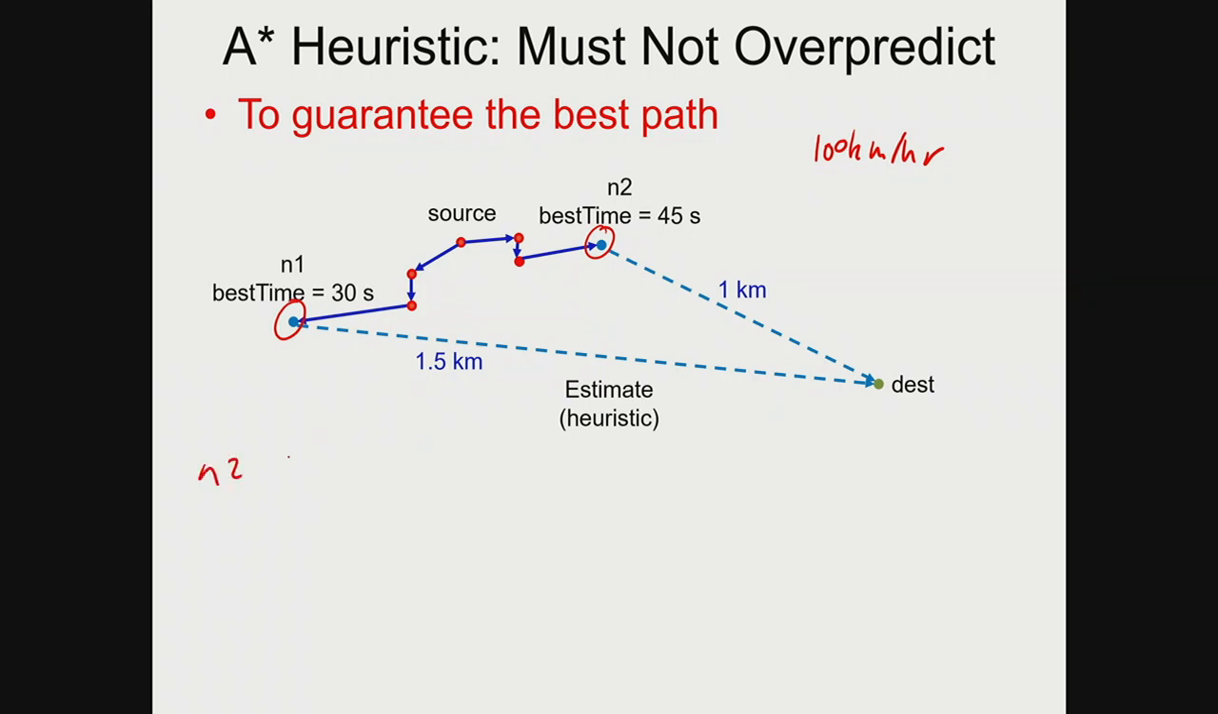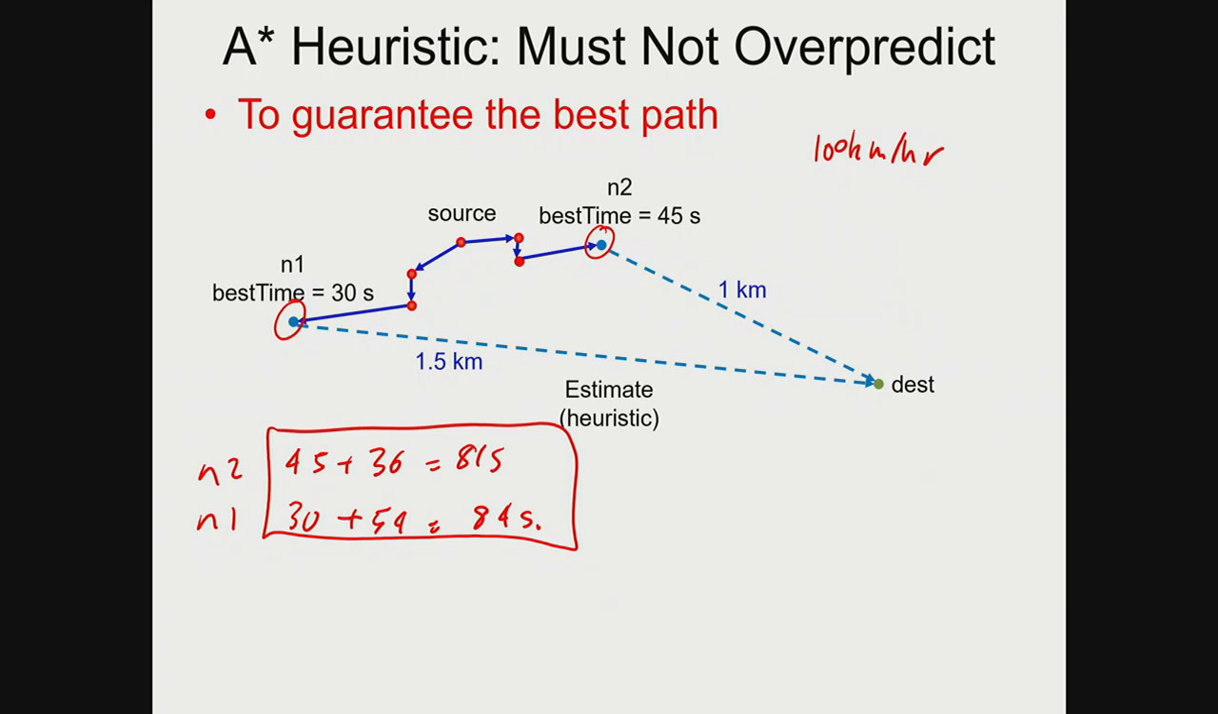I've got N2, and it's got a travel time of 45 plus 1 kilometer divided by, well, how long does that take at 100 kilometers an hour? 1 kilometer at 100 kilometers per hour is, I think, 36 seconds. So that is equal to 81 seconds. And N1 is 30 seconds plus 1.5 kilometers at 100 kilometers per hour, which is 54 seconds. That one I already did. So that's equal to 84 seconds. There's my wavefront with this new sorting.